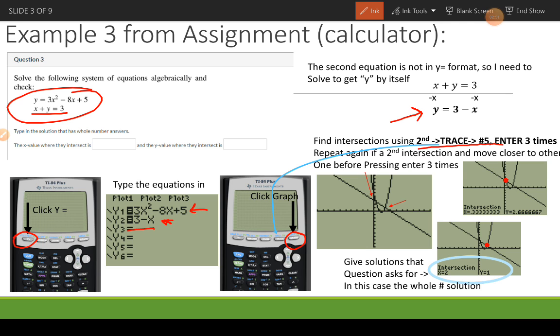When we do that, we hit graph, and then we find the intersection. You hit second, trace, 5, and then we hit enter 3 times. Now notice there are 2 points of intersection here. You have to move your cursor to the other point to make sure. This would be one of your intersection points, and this would be another. Now the question asks for this one just in case it's a whole solution, because it says right here it has whole number answers. These are going to be decimals.